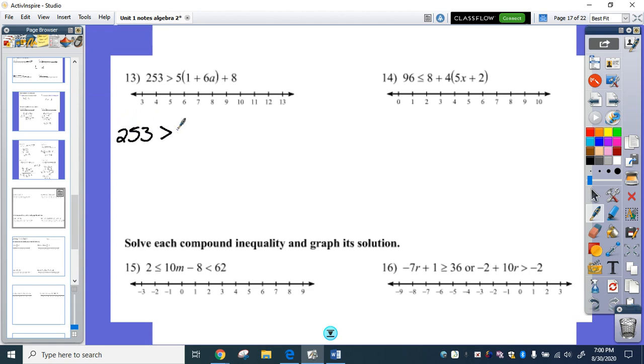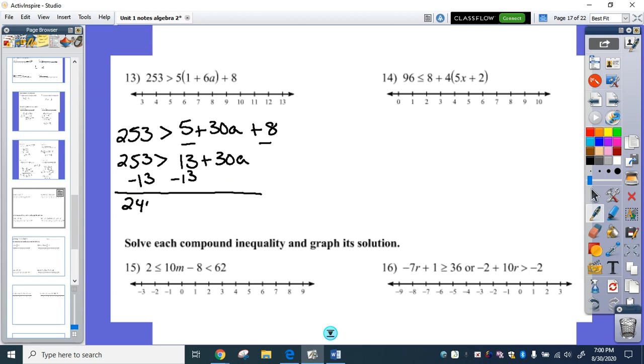253 is greater than, let's go ahead and distribute while we're here, 5 plus 30a plus 8. Let's combine some like terms. So we have 253 is greater than 13 plus 30a. We can subtract the 13. So we get 240 is greater than 30a. Divide both sides by 30.